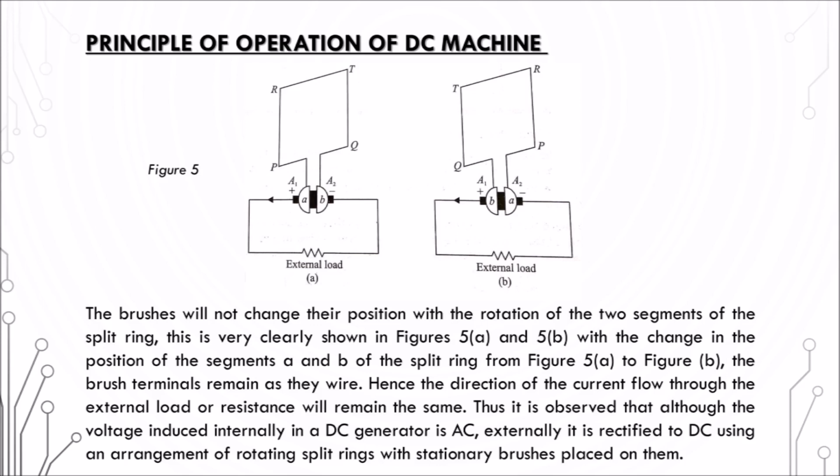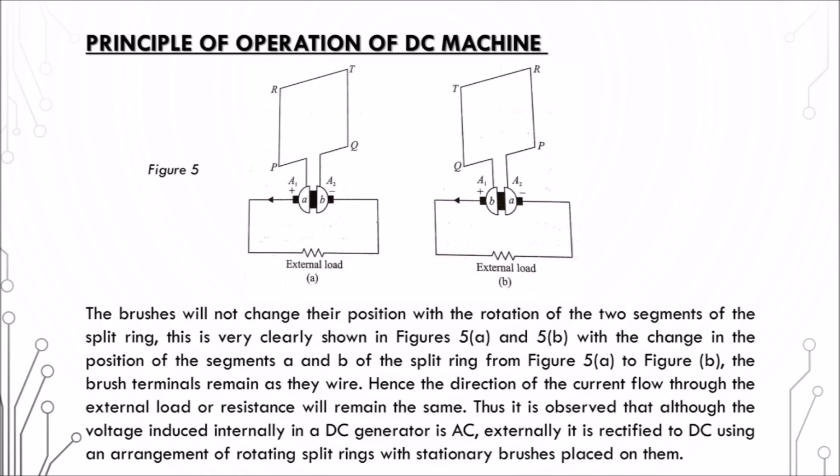With the change in the position of the segments A and B of the split ring, from figure 5a to 5b, the brush terminals remain as they were. Hence, the direction of the current flow through the external load or resistance will remain the same.